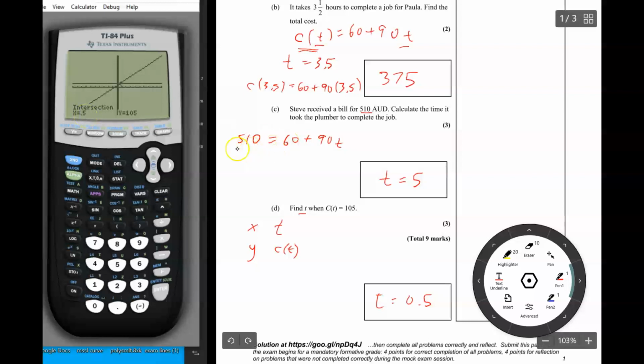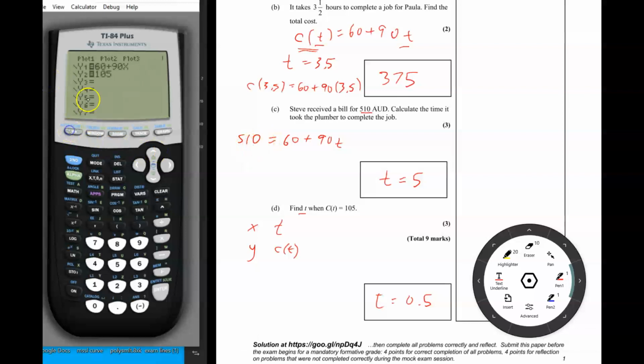I could also do that to find the t equals 5 solution. Here, I could put a y2 equals 510 function, so instead of putting 105 here, I could put 510, and that would help me find that the x value is equal to 5 here. Okay, so that's it for this problem, and please look in the other video for the answer to problem 2.